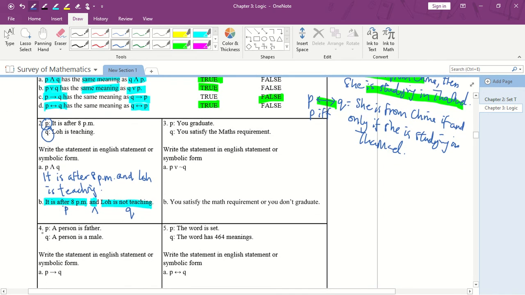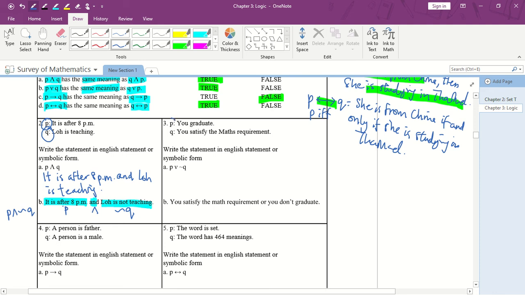So here we will be using P and not Q. So we can write it as P and not Q. Okay, this is our answer. It's kind of easy. Let's look at the next one here.